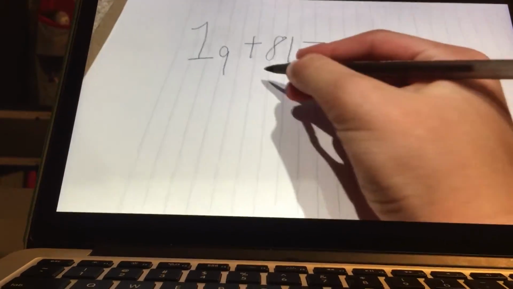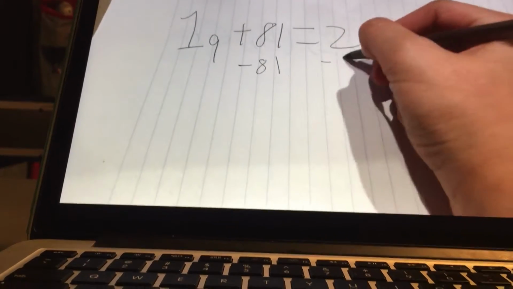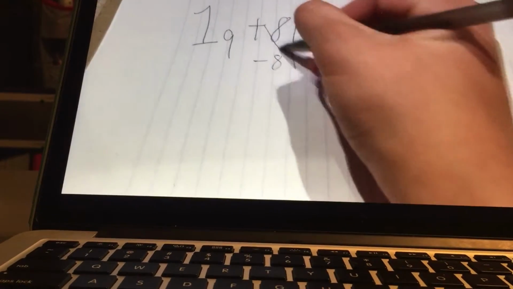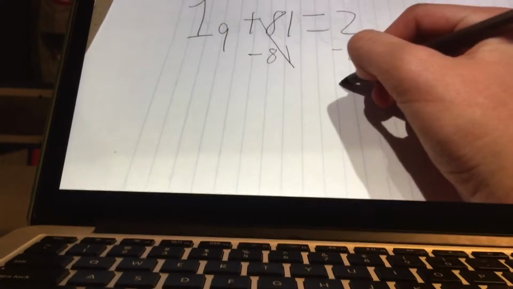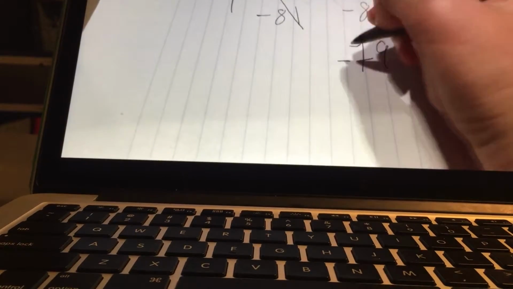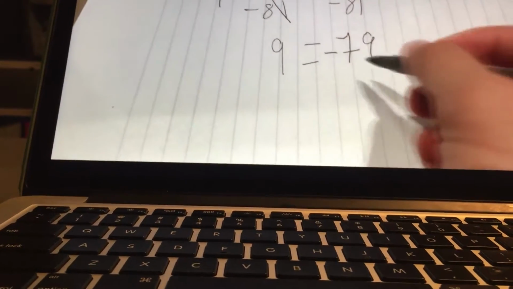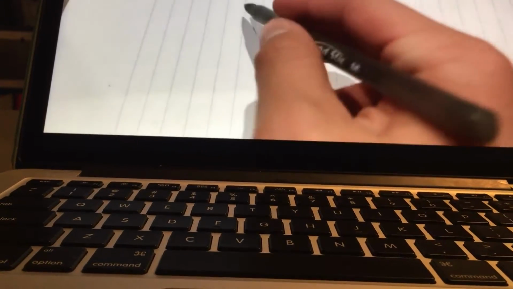Okay, so now for this problem, what we're going to do is subtract 81 from both sides. And here it will cancel out. And here it will equal negative 79. And then 1q is just the same, just q. And we're done.